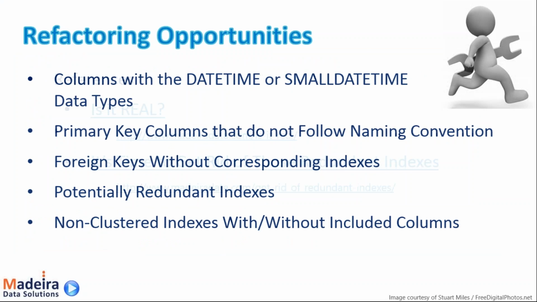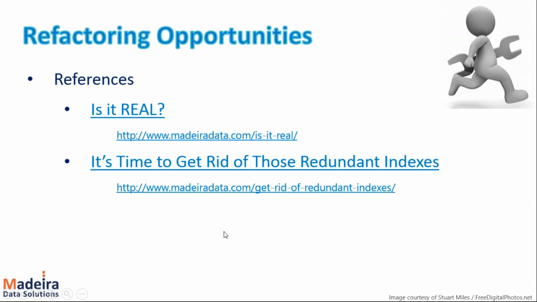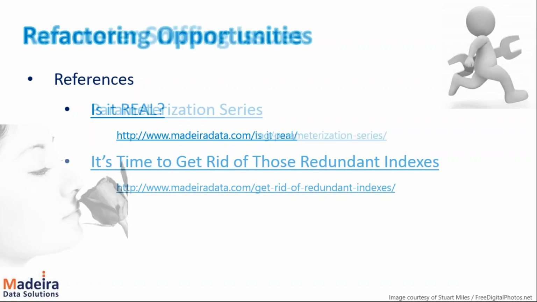So just to sum up this one, two references. I wrote a blog post about using real and float data types and why you shouldn't use them, and also how to get rid of redundant indexes, explaining the issue, and where you can download the script for looking for the redundant indexes.